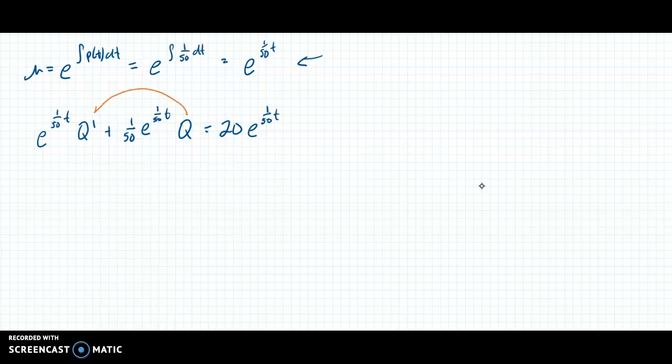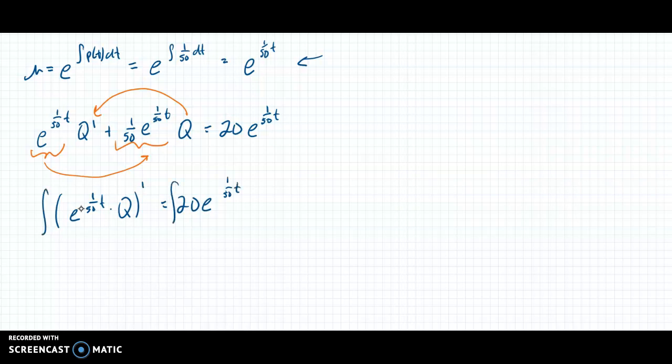Okay, so now let's check our derivatives. Q derives to Q'. This, does it derive to this? And it does. You should see that. I get a little chain rule there. It works perfectly. So that's good. Thumbs up. From here, I've got e^(t/50) times Q', just like we've been doing, equals 20 e^(t/50). Now I can integrate both sides.